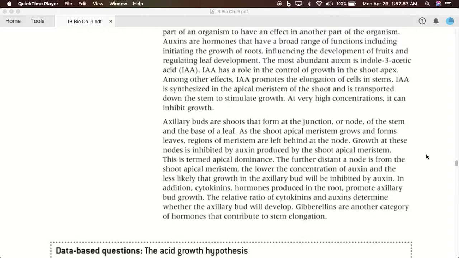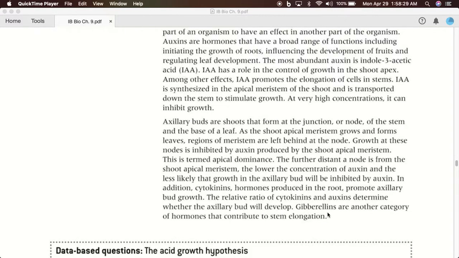Okay, the next thing I want to talk about are these hormones called cytokinins. Cytokinins are hormones that are made in the root, and they are going to promote axillary bud growth. And axillary just means like additional bud growth or just budding of leaves off of the meristem. And the ratio of cytokinins to auxins is going to determine whether or not the axillary or extra bud is going to develop.